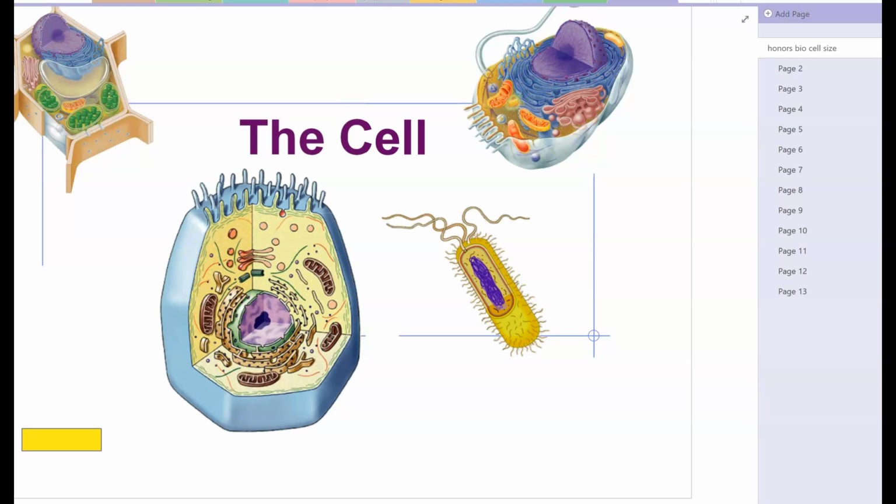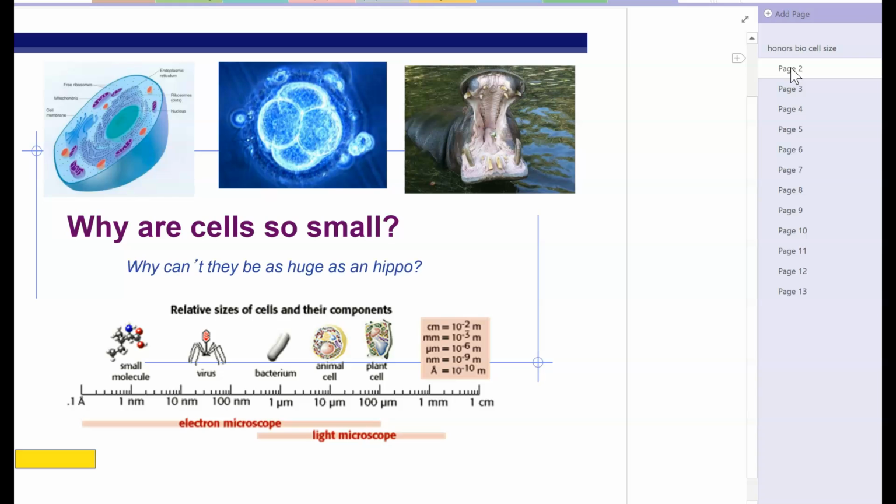All right, so the next unit we're going to get into is the cell and organelles, but we're going to start with what makes cells remain so small. Why not have one cell that makes up one human? There's a reason for this, and that's what we're going to go into now.